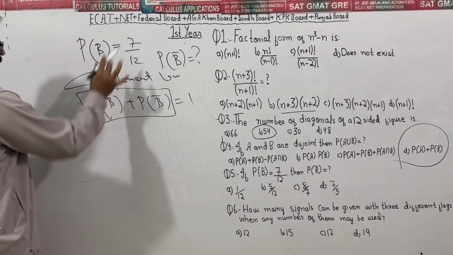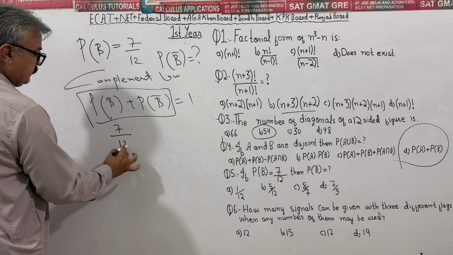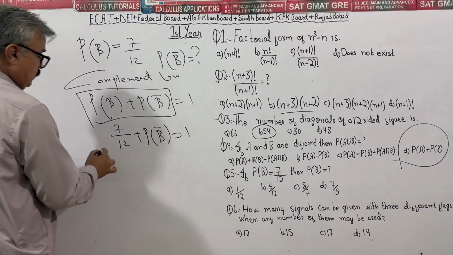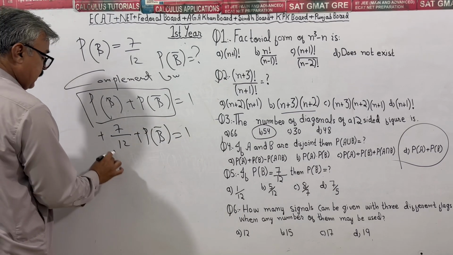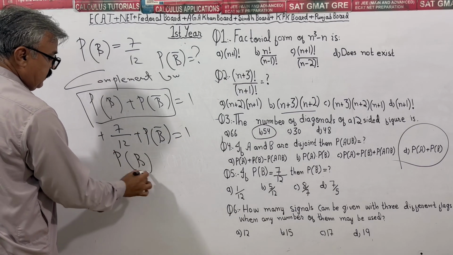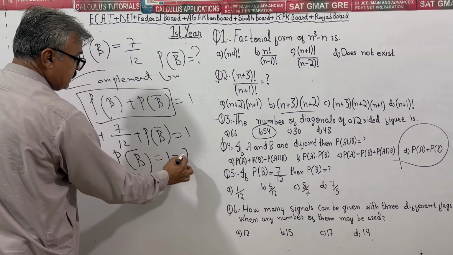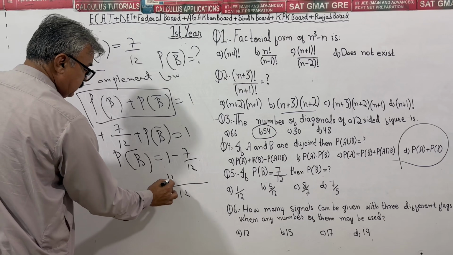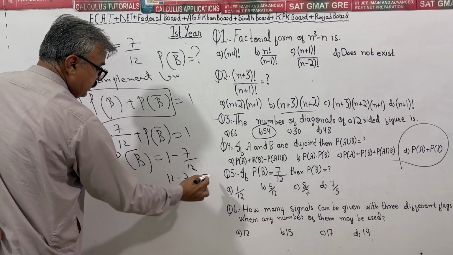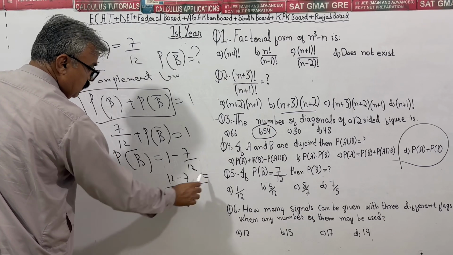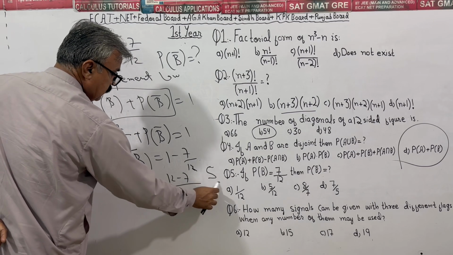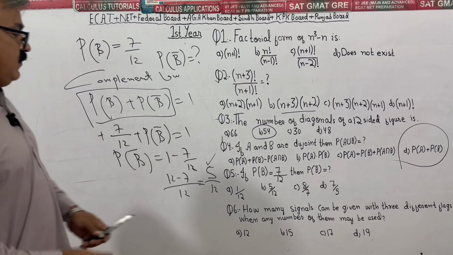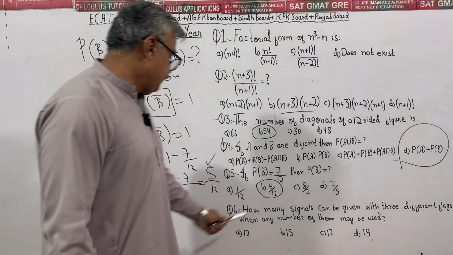So probability of B is given to us, it's 7 over 12. We are interested in finding probability of B complement. Shift 7 over 12 to the right hand side. We are in a position to find probability of B complement. That is 1 minus 7 over 12. Taking LCM, a walk in the park, 12 minus 7 is equal to 5 over 12. So that's our answer in that case, 5 over 12.